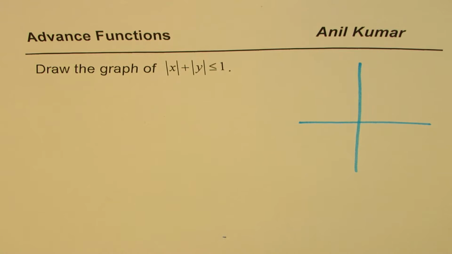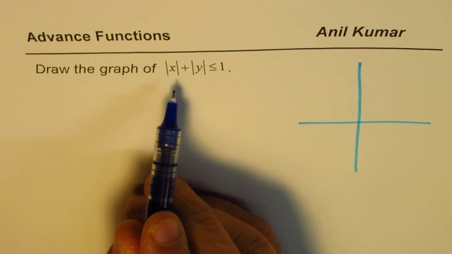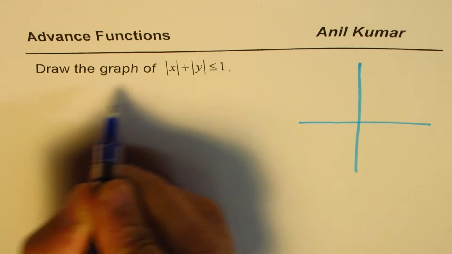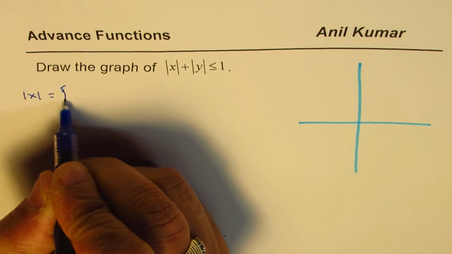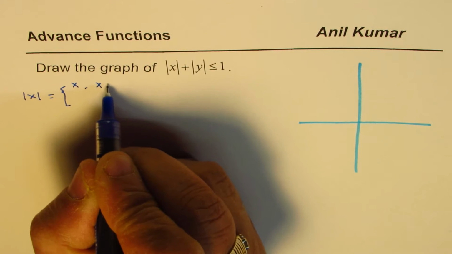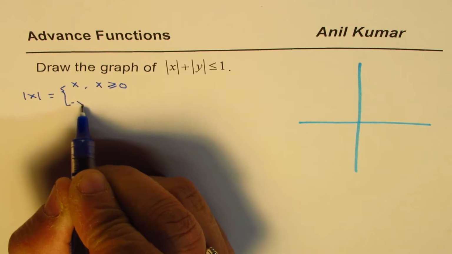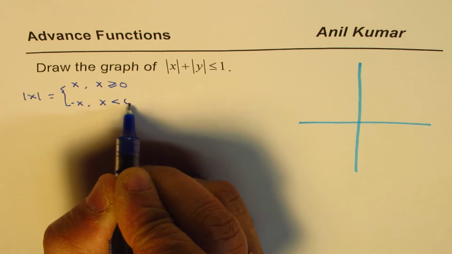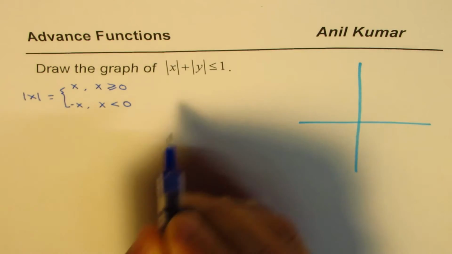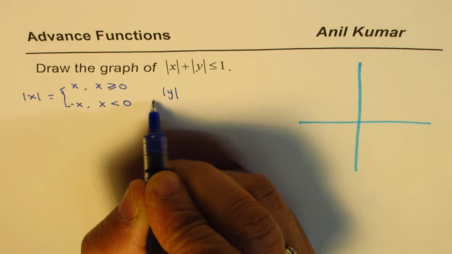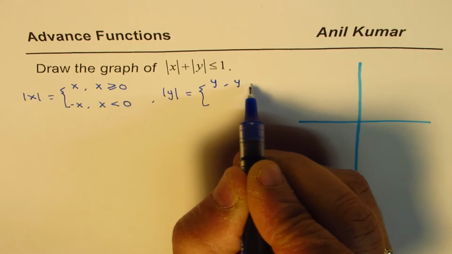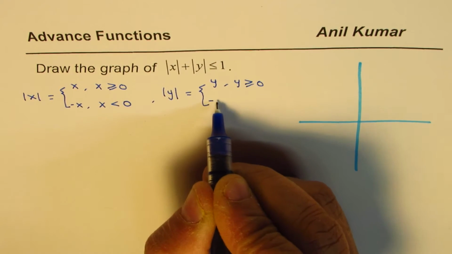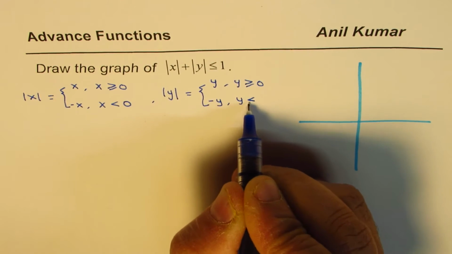Now, whenever we are working with absolute functions, you have to redefine them as a piecewise function. So let's look into both these functions. What is absolute value of x equal to? Absolute value of x is x if x is greater than or equal to 0, and is minus x when x is less than or equal to 0. Now how about absolute value of y? Absolute value of y is also equal to y when y is greater than or equal to 0, and minus y when y is less than 0.